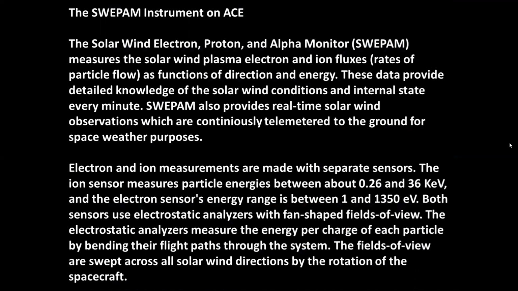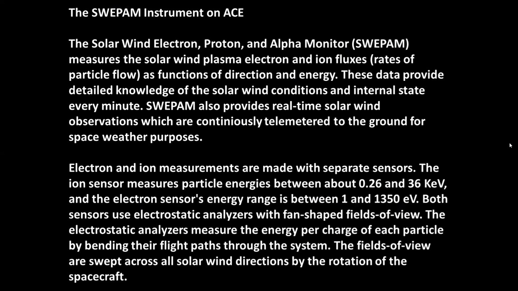So now we're going to be studying what we call the solar wind electron, proton, and alpha monitor. That's the nickname SWEPAM. This measures the solar wind plasma, electron, and ion fluxes, rates of particle flow as functions of direction and energy. These data points provide detailed knowledge of the solar wind's condition and internal state every minute. SWEPAM also provides real-time solar wind observations, which are continuously telemetered to the ground for space weather purposes. Electron and ion measurements are made with separate sensors.